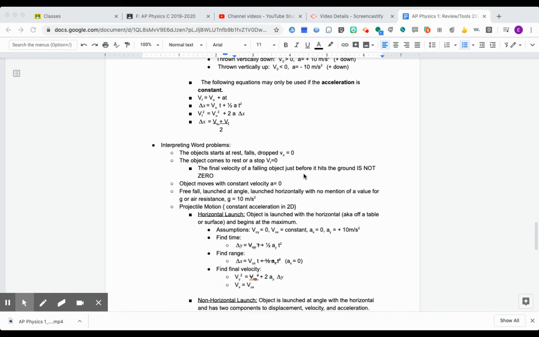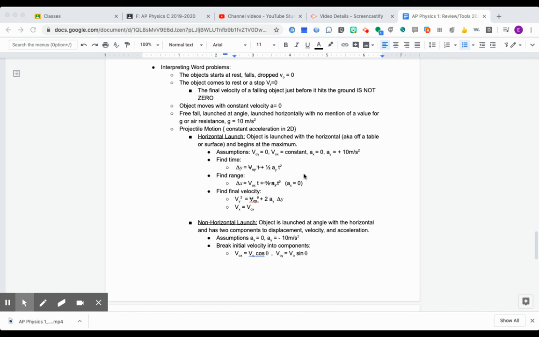Some quick tips about interpreting word problems. If an object starts at rest, that means the initial velocity is 0. If the problem states the object comes to rest or stops, then the final velocity is 0. The final velocity of a falling object just before it hits the ground is not 0. You cannot assume that the final velocity of any object is 0 unless the problem specifically states that the object comes to a rest or comes to a stop. If those words are not in the problem, the object's final velocity is not 0. So for projectile motion and free fall, the final velocity is never 0, not in the x, not in the y.